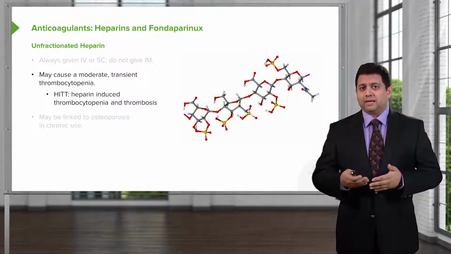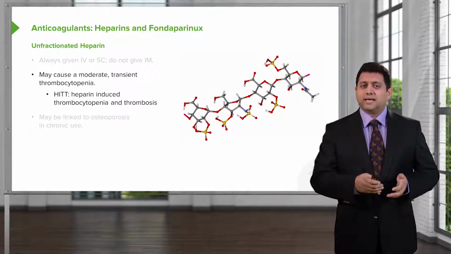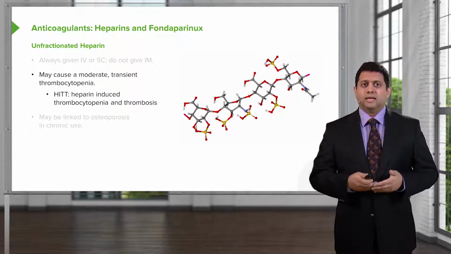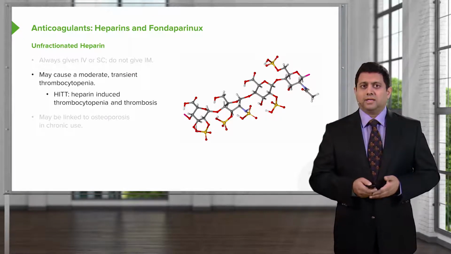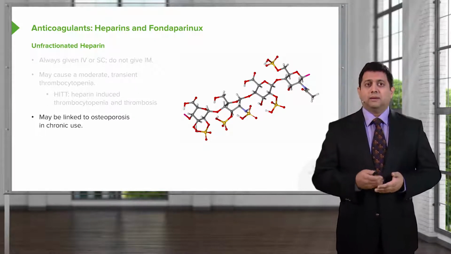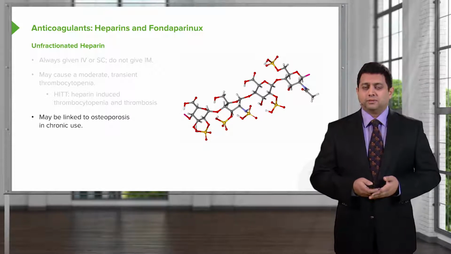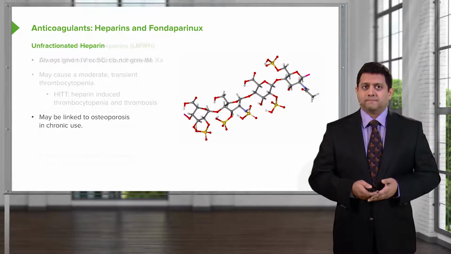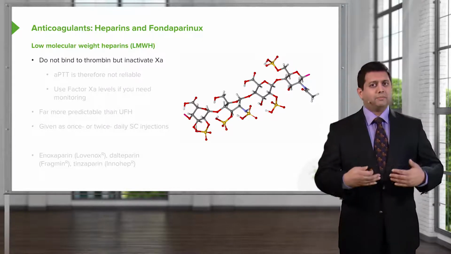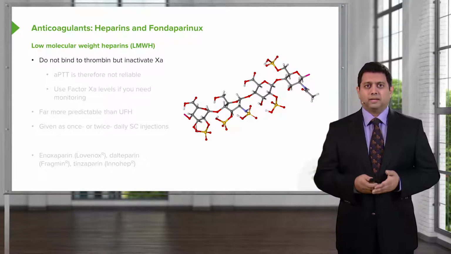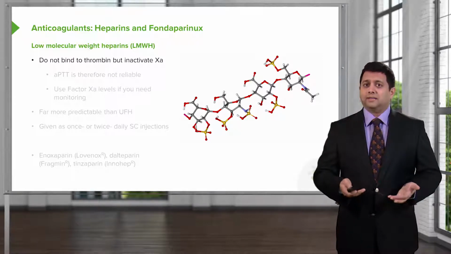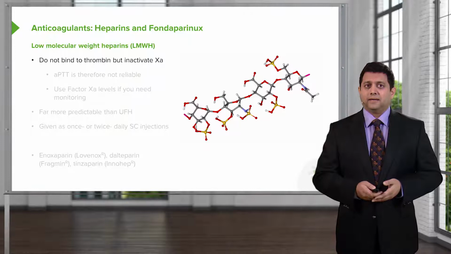So when you have a patient clinical scenario on an exam where they're starting to have thrombocytopenia and thrombosis and purpura, and they're on heparin, you should think about HITT. Heparin, the unfractionated version, may also be linked to osteoporosis when you use it chronically. So we had problems with unfractionated heparin, so we came up with a new type of heparin called low molecular weight heparin. They don't bind to thrombin, but they do still inactivate factor 10A.